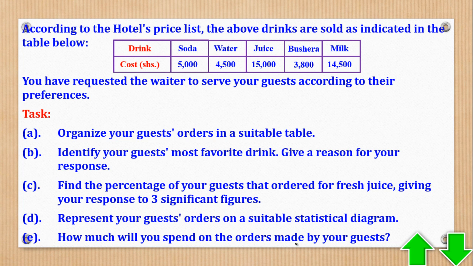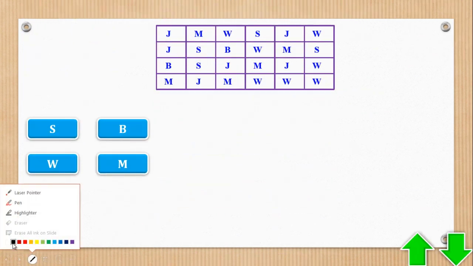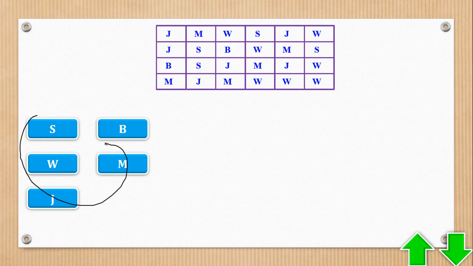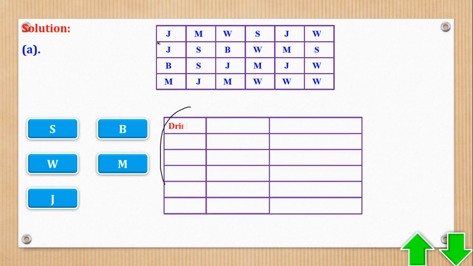Okay, so organize your guests' orders on a suitable table. That is a tally chart. These buttons are not part of the solution. They are only there to help me ease the work. So for us, what we are interested in is this table here. So the table will contain the drinks, tally, and the number of guests. So for drinks, we have S, W, J, B, M.